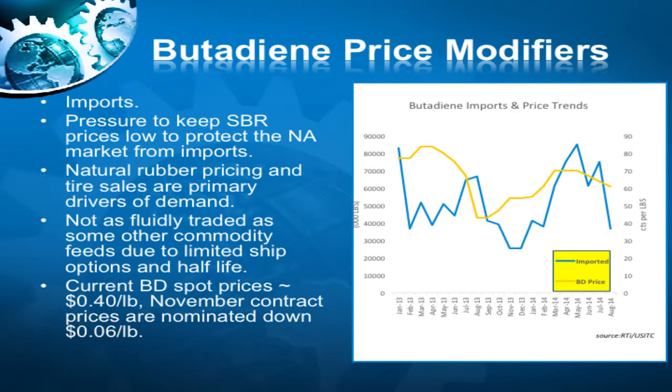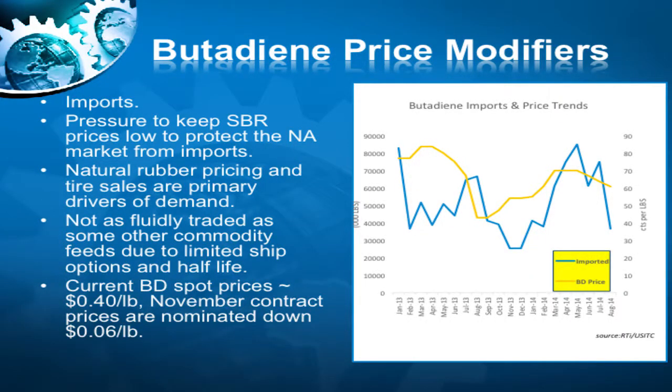Now, the drivers for butadiene, one of the key ones is imports. We import a lot of butadiene, and the imports help drive our butadiene price down. The other key one is rubber. 75% of butadiene goes into rubber. So your tires, your natural rubber pricing, your demand there, that plays a very key role in what happens with the butadiene. Right now, butadiene prices are really eroding.